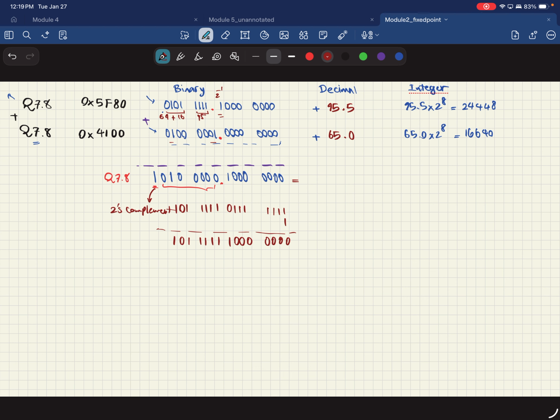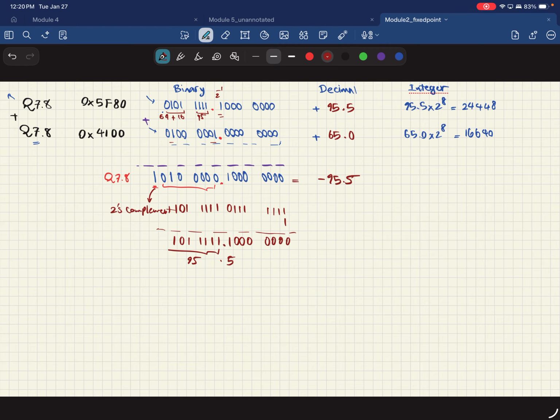Correct? And what is this number now? This is exactly that 95 that we calculated on the top. So this is 95, and this is 0.5. So this is going to be equal to minus 95.5. What an operation we did, right? We added 95.5 to 65, and then we got minus 95.5.